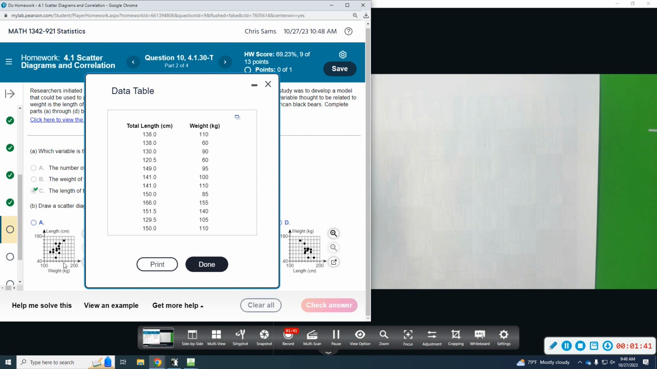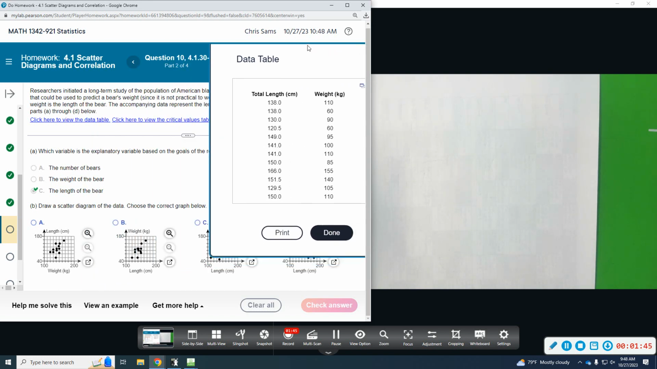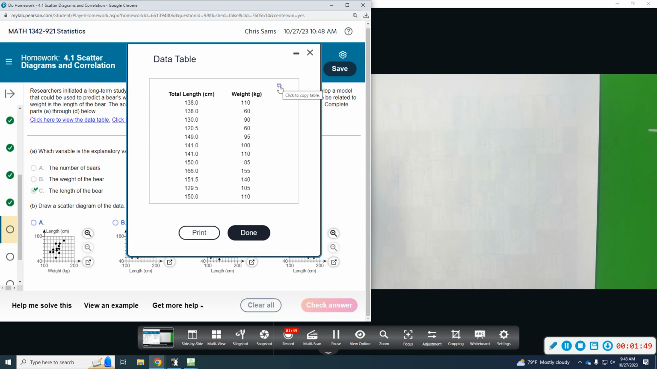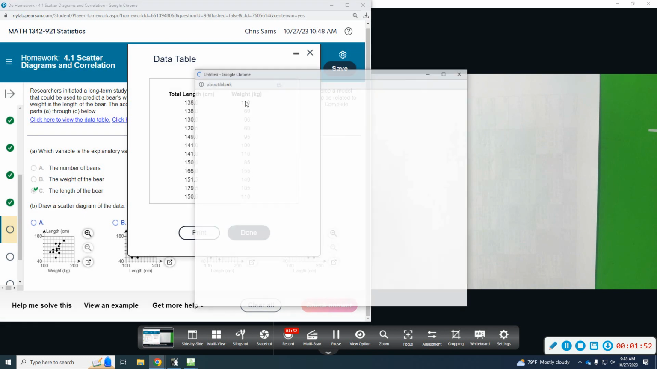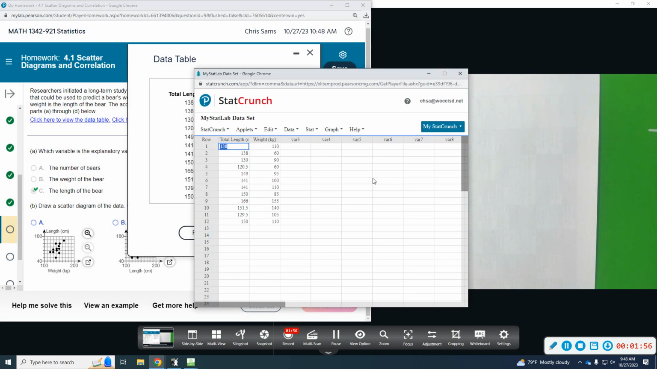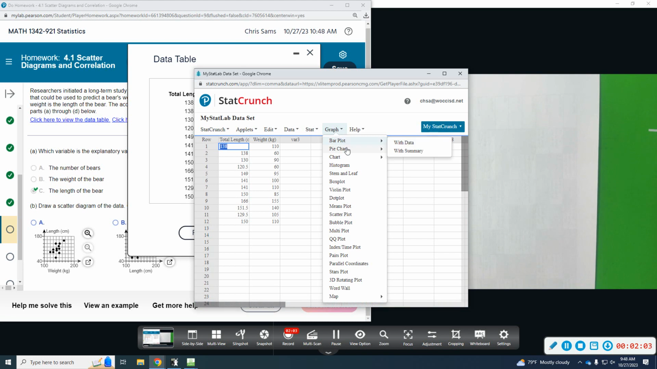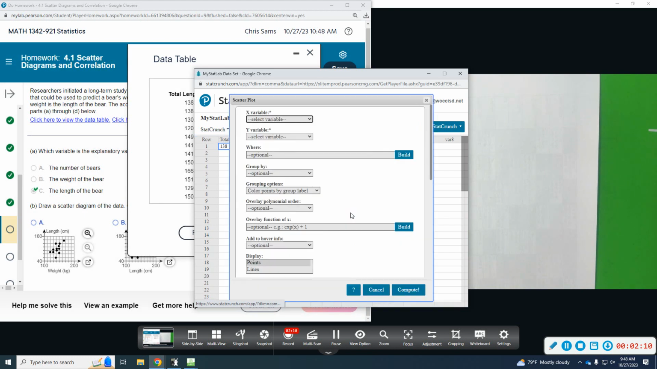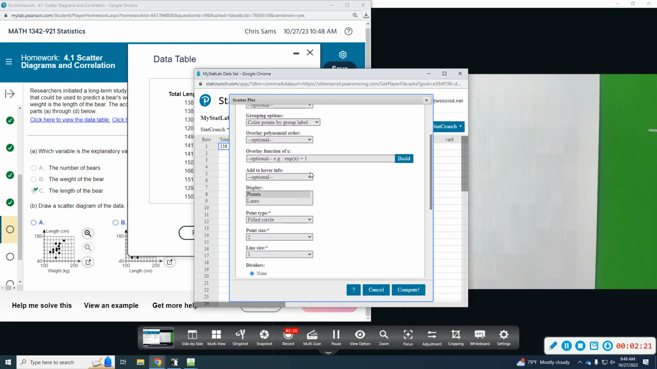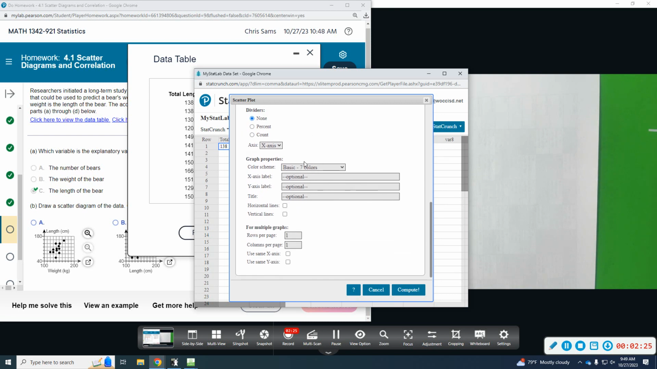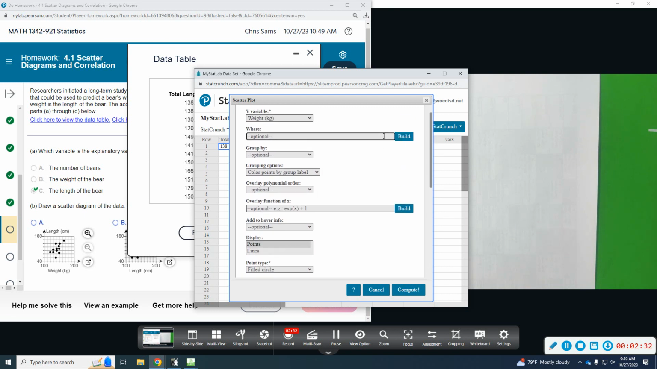Let me see if I can get it to do, I just don't know if I can change the scale in Excel. I might be able to do it. Let me see if I can get StatCrunch to do it for us. Let's do Graph, Scatter plot. X is going to be the length. Y is going to be the weight. I don't know if we need to change any other options. Let's just say build it.